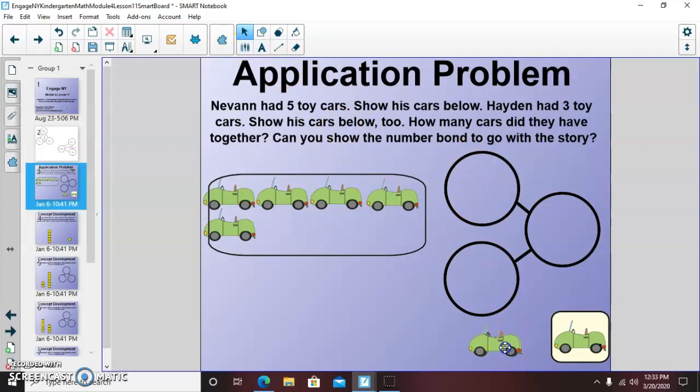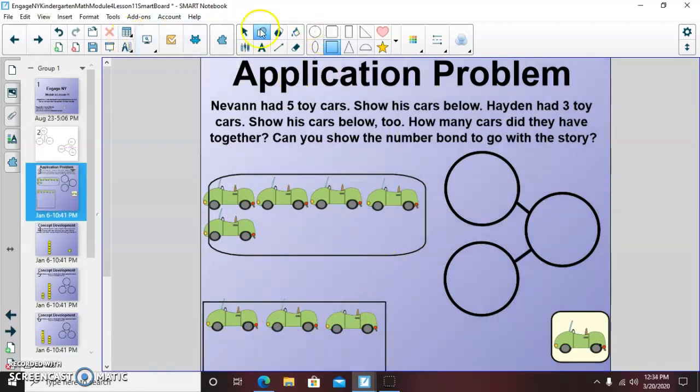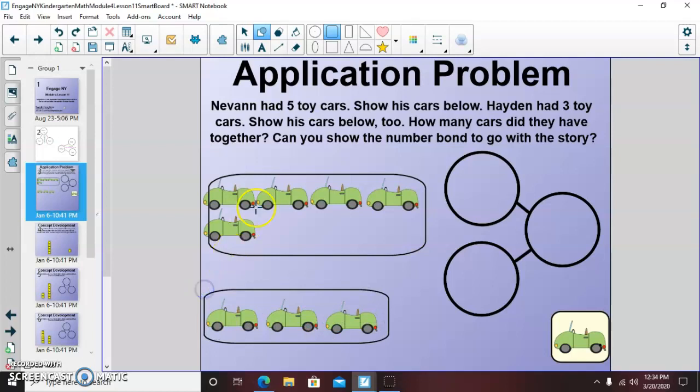Great job. Now Hayden had 3 cars. 1, 2, 3. Go ahead and pause me again, and then you can draw 3 cars. All right, as you can see, I boxed those ones in too. I'm just going to make a smaller box first. Here we go. So I boxed Navan's cars in, and then Hayden's cars. All right, now we're ready.